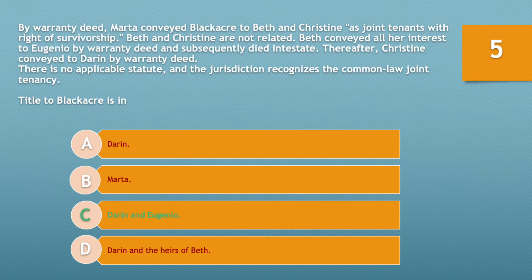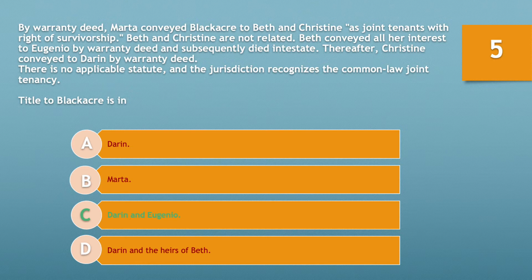Well, I hope you chose option C, Darren and Eugenio. The rule is that a joint tenant may sell or transfer their interest in a joint tenancy during their lifetime without the knowledge or the consent of the other joint tenant. An inter vivos conveyance will sever the joint tenancy as to the conveying joint tenant's interest, and the buyer now becomes a tenant in common.